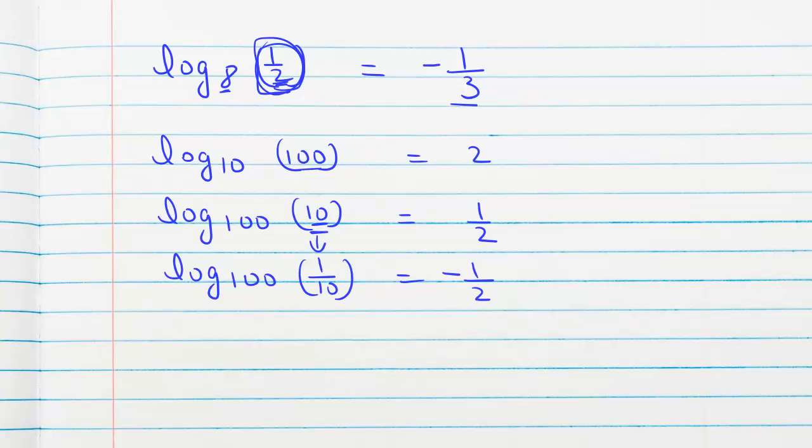So now you can see the pattern. Basically, when this number is bigger and this is smaller, it will be a fraction. But if this is a fraction itself, we will place a negative sign.